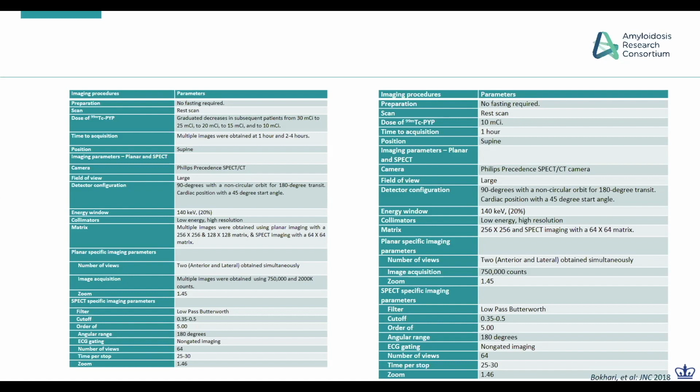And then on the right side, you can see the final protocol, which is being followed by most of the sites and has also been recommended by the American Society of Nuclear Cardiology practice points. In this, you can see no fasting required. These are rest scans, and the dose has been gradually decreased to 10 millicuries. The preferred time to acquisition is 1 hour, and the counts required to get the best images are 750,000. So if anyone wants to start imaging, I would suggest looking at this protocol.